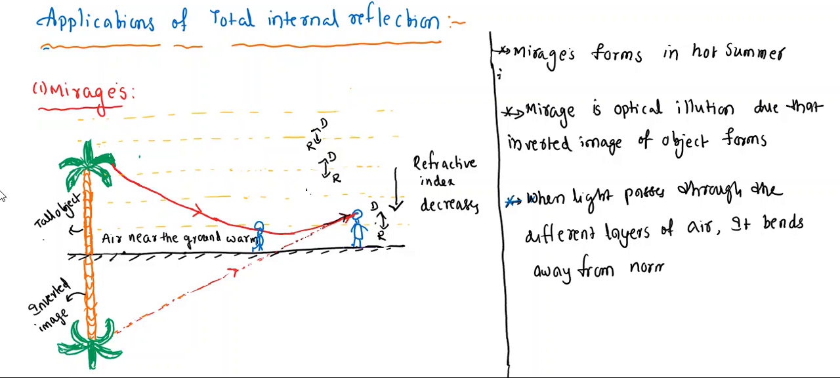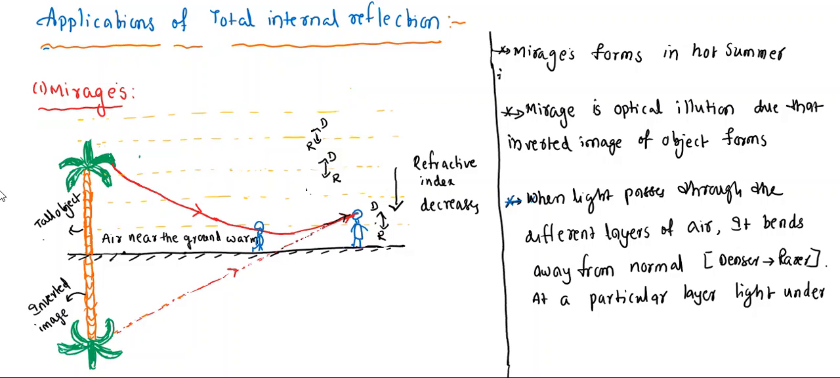Why will it bend away from the normal? Because every time it is moving from a denser medium to a rarer medium. The upper layer will act as a denser medium, and the lower layer will act as a rarer medium, and it bends away from the normal. At a particular layer, light undergoes total internal reflection. Due to that, an inverted image of the object is observed.